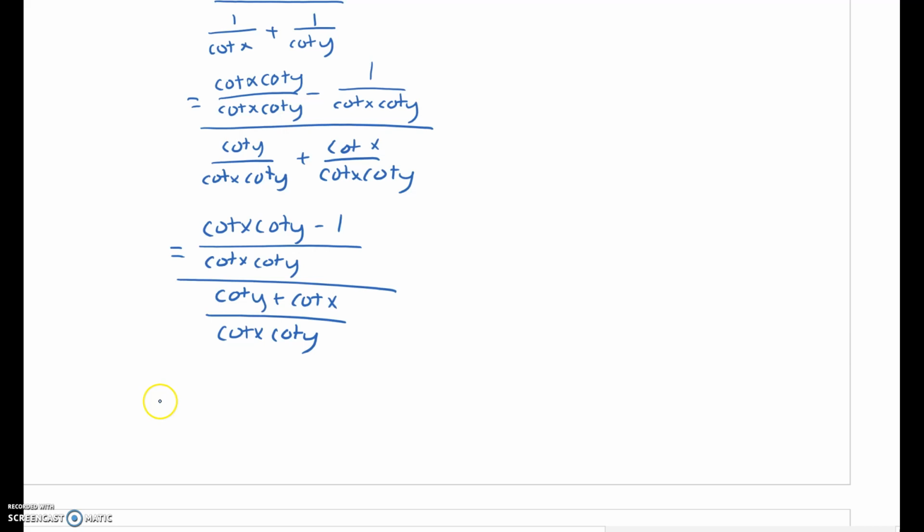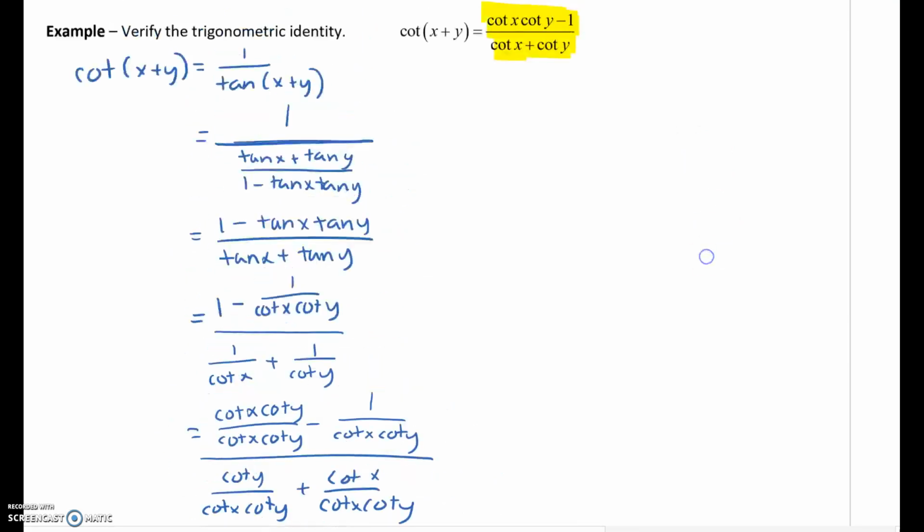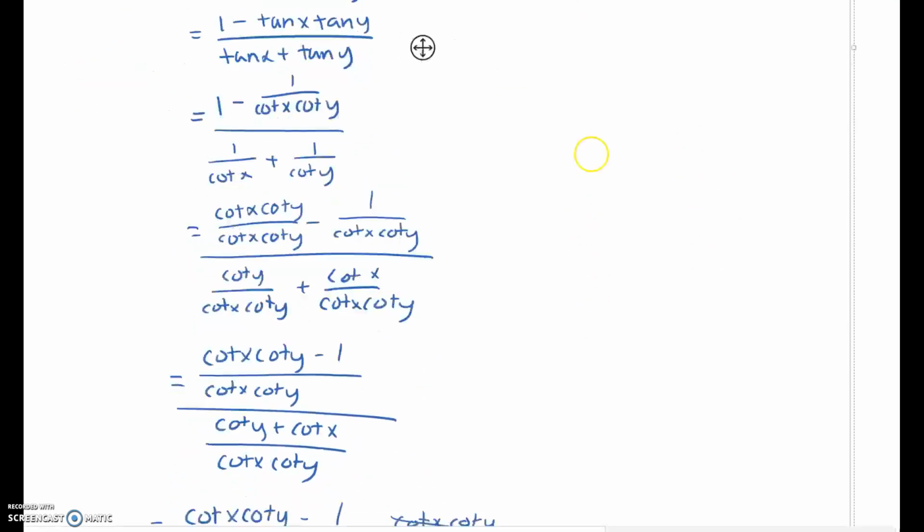Flip the denominator and multiply. So we get cotangent x cotangent y minus 1 over cotangent x cotangent y times cotangent x cotangent y over cotangent y plus cotangent x. These will cancel. And looking back at what we wanted to get for our answer, we wanted cotangent x cotangent y minus 1 over cotangent x plus cotangent y.